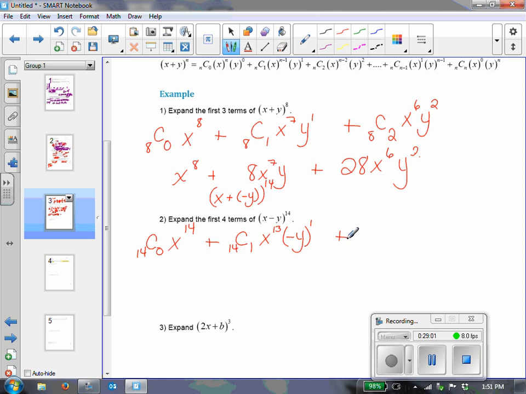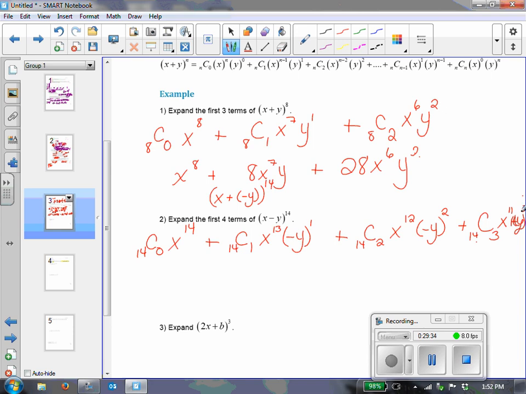The next term is going to be 14 choose 2, x to the exponent 12, negative y to the exponent 2. Great. Got the pattern here? Plus 14 choose 3, x to the exponent 11, negative y to the exponent 3.